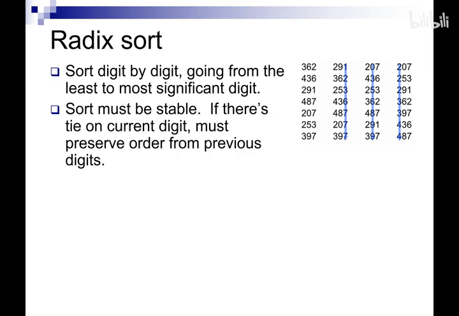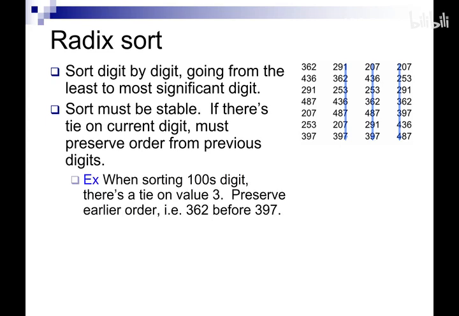Now, one important thing is that when you do these sorts, they have to be stable. Stable means that if you're sorting on some digit, let's say the hundreds digit, and there's a tie in this digit, then to figure out what order to use, you need to preserve the order of the two tied numbers from the previous digits.